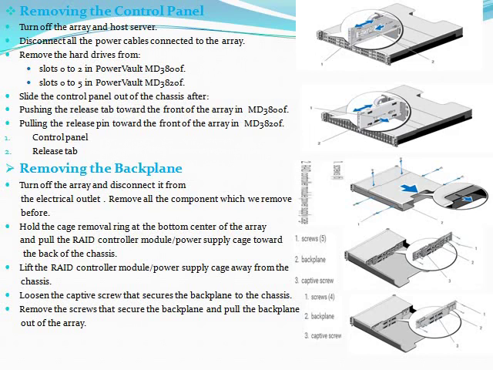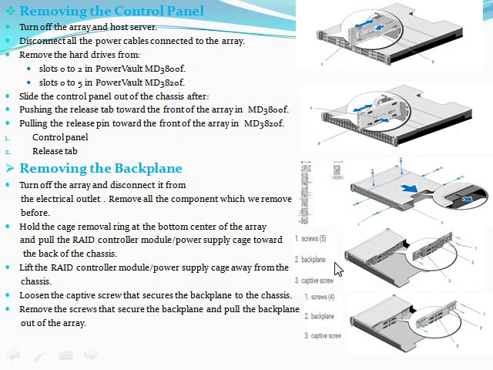Now, how to remove the back panel? To remove the back panel, turn off the array, disconnect it from the electric outlet, disconnect all the cables, and disconnect all the hard disks, RAID controller, power supply, and control wire, because all are connected to the same place. Before that, we have to remove everything.